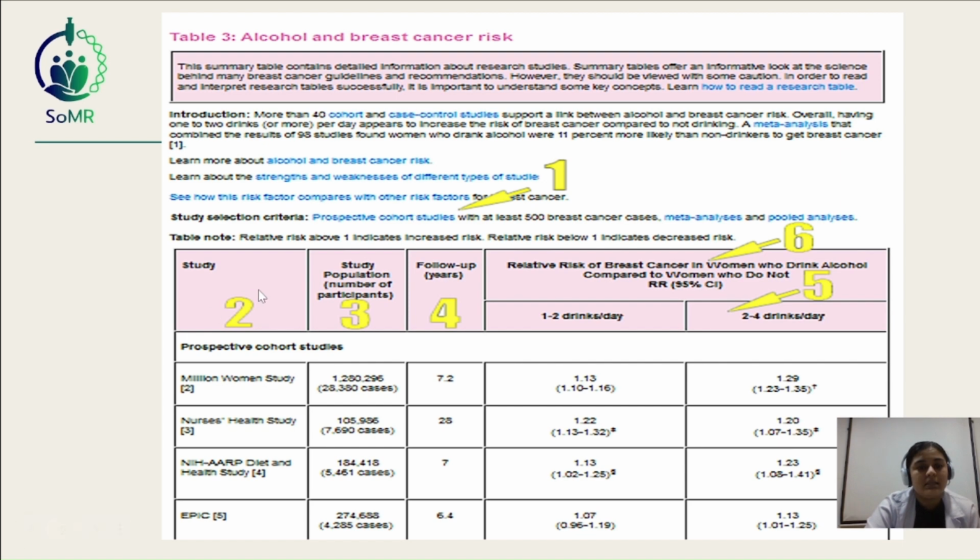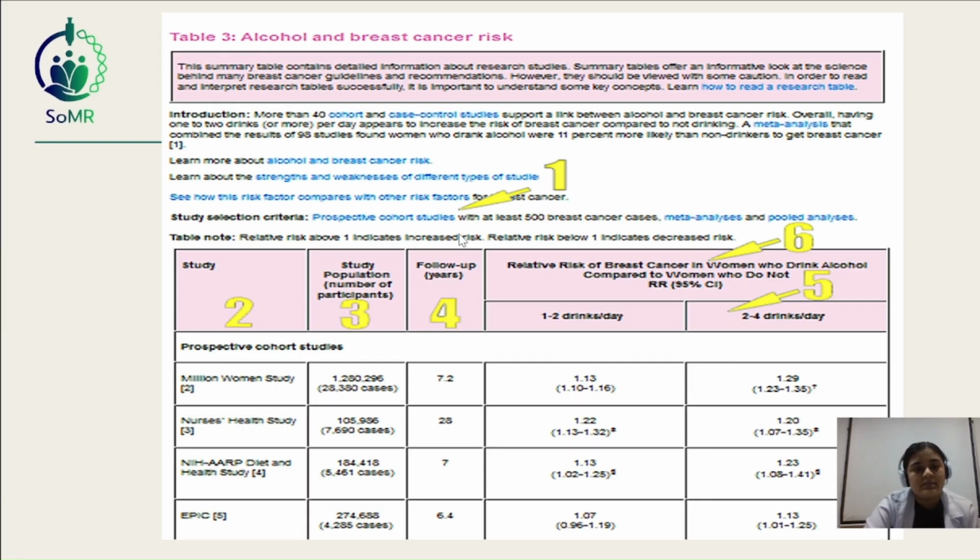This is a study that has been done on a link between alcohol and breast cancer risk. 500 breast cancer cases are being analyzed. This table includes certain variables that have been discussed. Data extraction tables are extremely important when you're conducting a meta-analysis. It gives the reader a thought on what things have been included in the study and what was the thought process behind the data extraction.